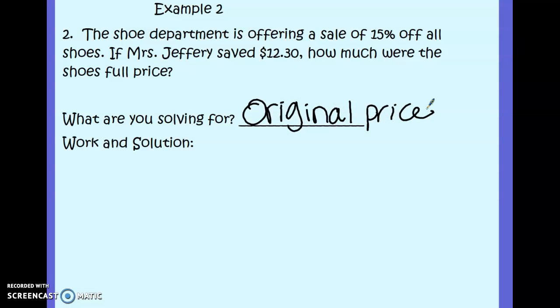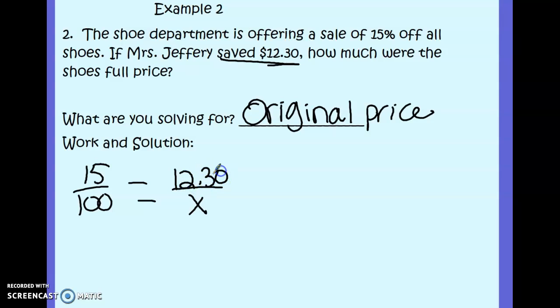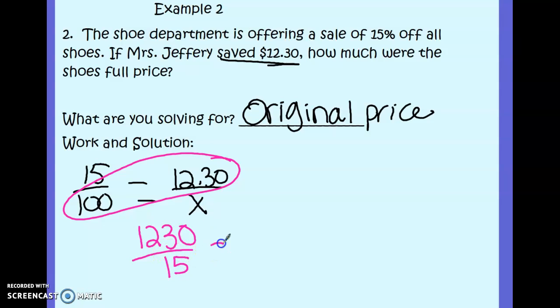Okay, we're going to set this up. Percent out of 100 is equal to my part over my whole. Now this is how much she saved. Since we're looking for the original price, the original price is the whole. $12.30 is our part. Then we're going to cross multiply $12.30 times 100, which is $1,230. I'm going to take that, divide by 15, and I get $82.